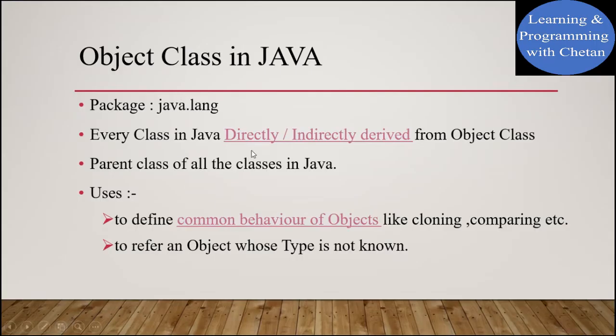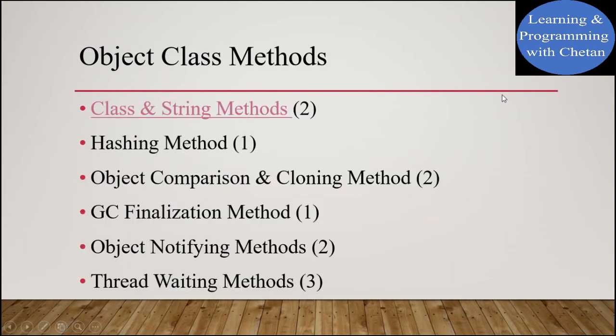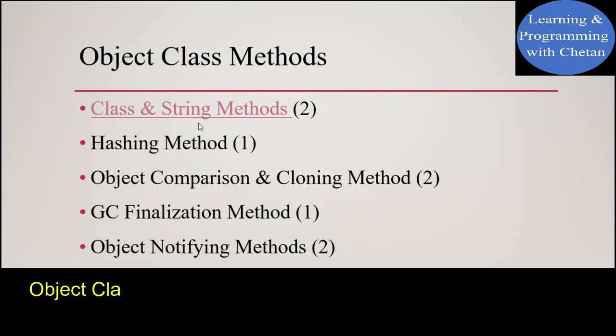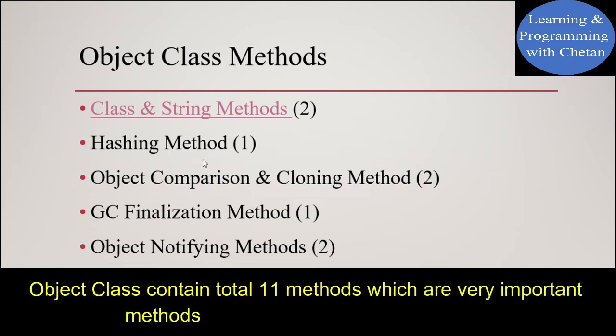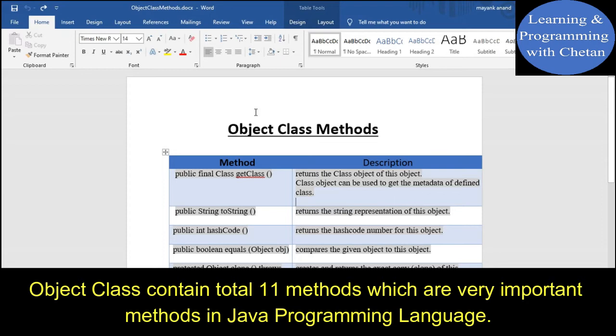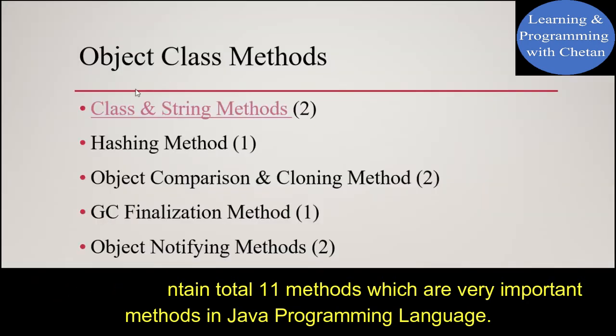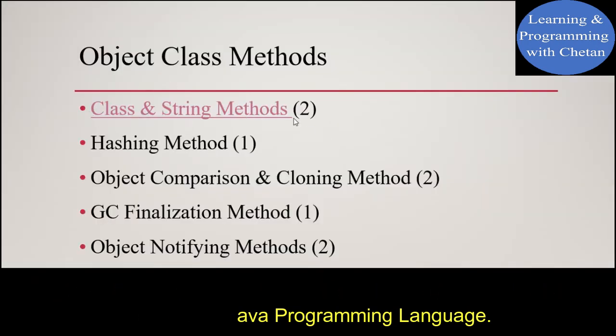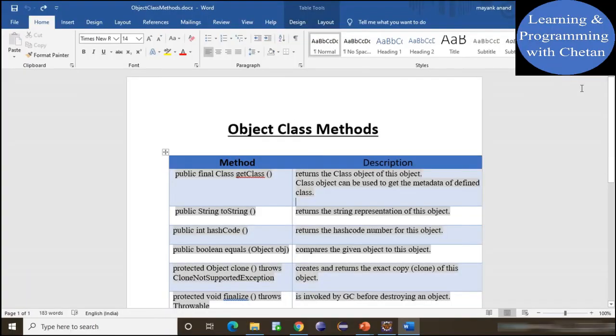I hope that you are able to understand the uses of the Object class in the Java programming language. Now let us discuss the various methods which are present inside our Object class. Here I will briefly explain the various methods present inside our Object class, and I will create separate tutorials to explain all these methods in detail. So there are a total of 11 methods present inside our Object class. So let us first discuss the class and string methods which are present inside our Object class.